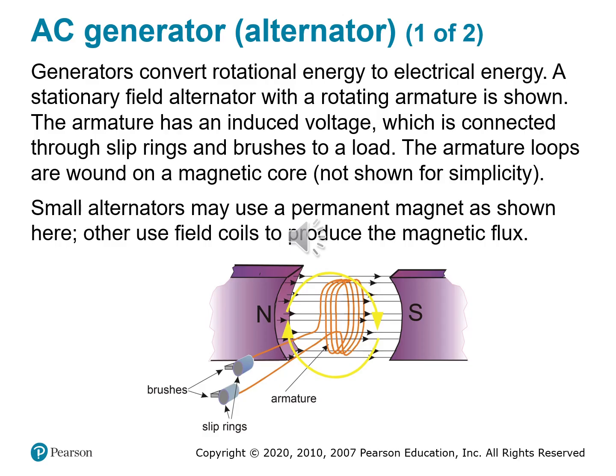Slip rings rotate with the armature. Brushes stay stationary, maintaining an electrical contact with the rotating slip rings. It's a clever setup that allows generated AC voltage to flow continuously to the load without tangling any wires. Smaller alternators might use permanent magnets like the one shown here. Larger systems, like those in power plants, often use field coils to generate stronger magnetic fields. Either way, the principle stays the same. Spin a conductor in a field, you get AC power.